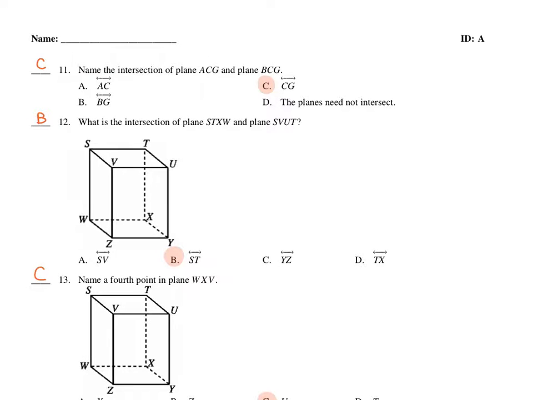Okay, 11, name the intersection of plane ACG and BCG. You didn't even need a picture. You have to look for the letters that overlap this time, which are C and G. And 2 planes intersect at a line. 12, what's the intersection of STXW and SVUW, which would be line ST. This time you had a picture. But again, if you don't, just look at the letters that overlap. ST are the 2 letters that overlap, and it would be, again, a line.